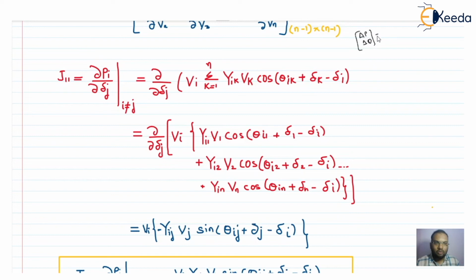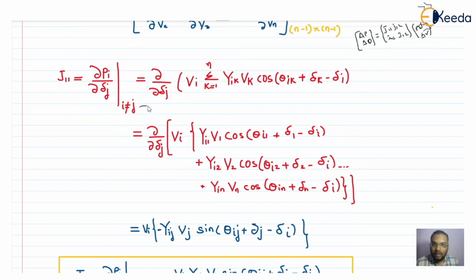P, Q, J11, J12, J21, J22. These are change in angle and change in voltage. This relationship should be in your mind now. J11, first term, real power, phase angle. Now partial differentiation of the real power on the ith bus with respect to the phase angle on the jth bus. Specifically, I'm taking it as i is not equal to j.